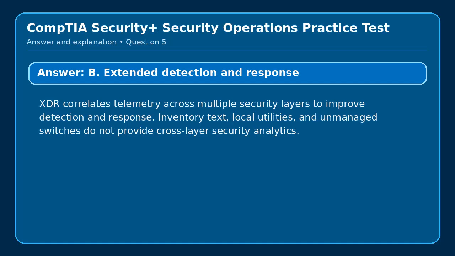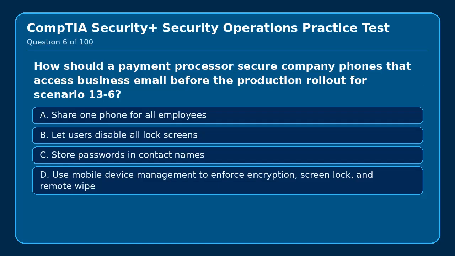Question 6. How should a payment processor secure company phones that access business email before the production rollout for scenario 1? A. Share one phone for all employees. B. Let users disable all lock screens. C. Store passwords in contact names. D. Use mobile device management to enforce encryption, screen lock, and remote wipe. Take a moment to choose your answer.